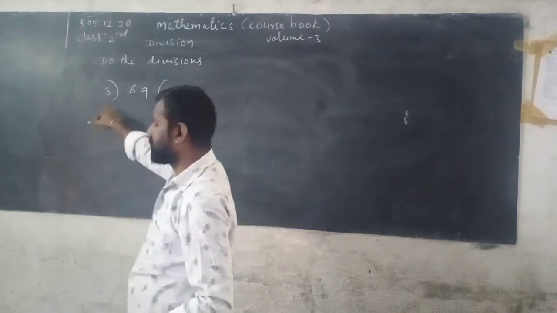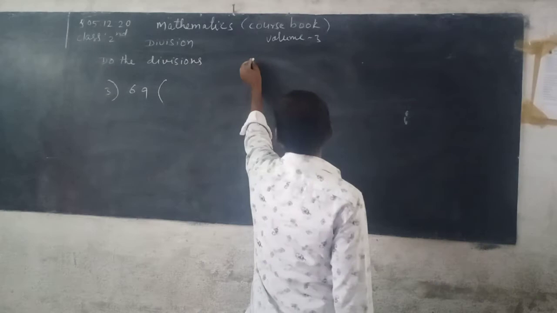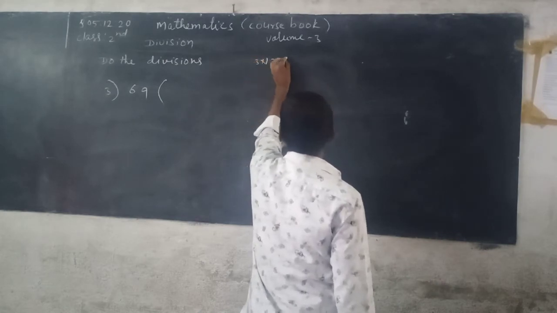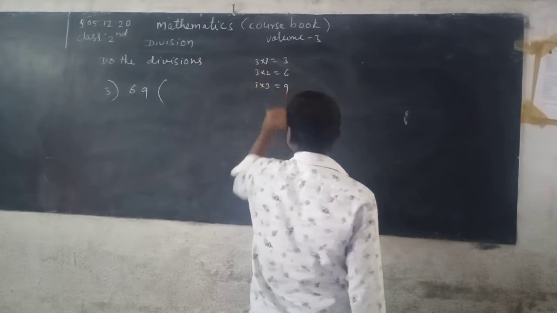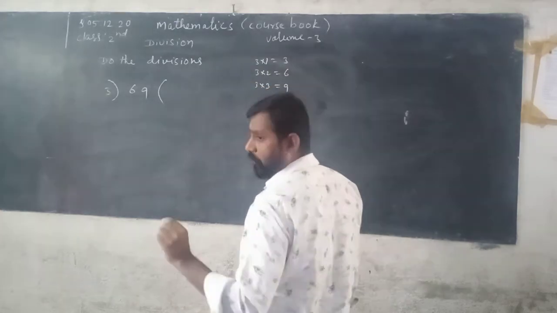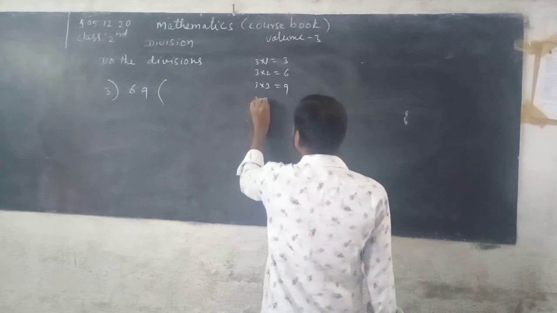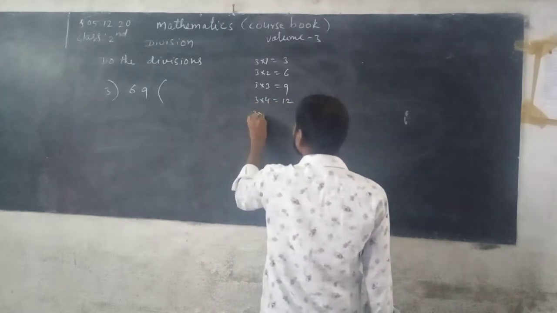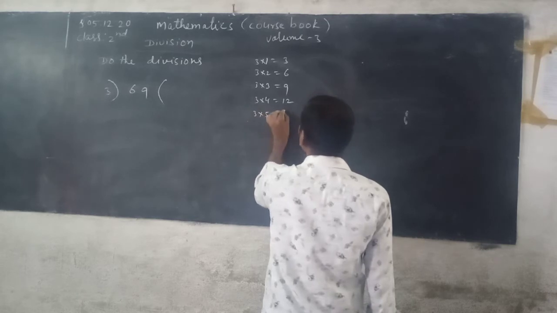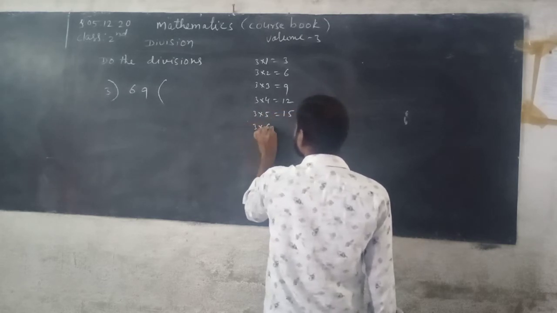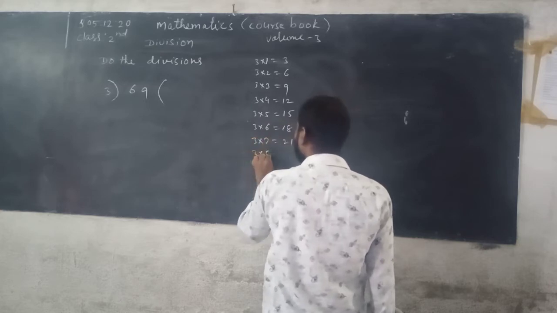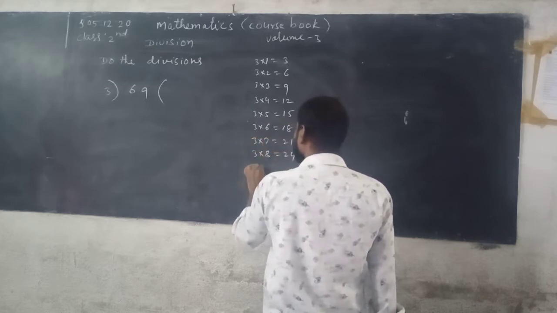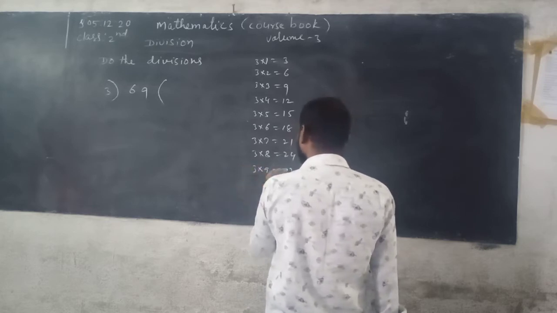So you can read the 3 table. Write down here. See here. 3 1s are 3. 3 2s are 6. 3 3s are 9. 3 4s are 12. 3 5s are 15. 3 6s are 18. 3 7s are 21. 3 8s are 24. 3 9s are 27. 3 10s are 30.